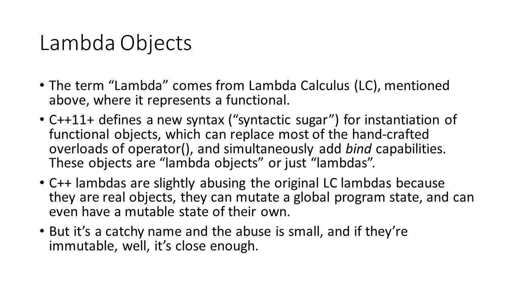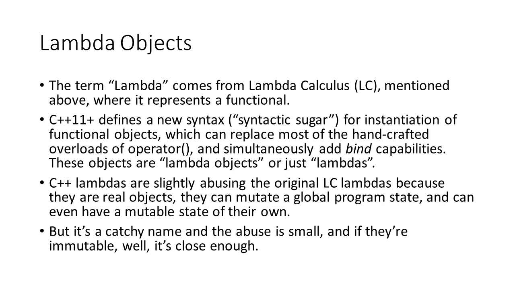Whether they're called lambda objects, lambdas is the shorter and popular term. They are abusing the lambda calculus terminology because they are real objects. They can mutate global program state inside. So you can write a lambda that outputs to cout or just adds to some global variable or whatever. You can have a lambda that receives a pointer and indirects it to do something with it, et cetera. And they can even have a mutable state of their own, like we mentioned. So it's not a real lambda in the sense of lambda calculus, but it's a catchy name.